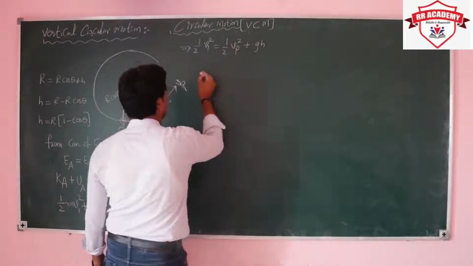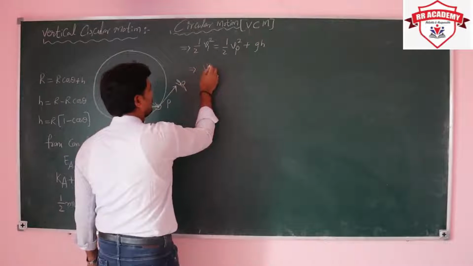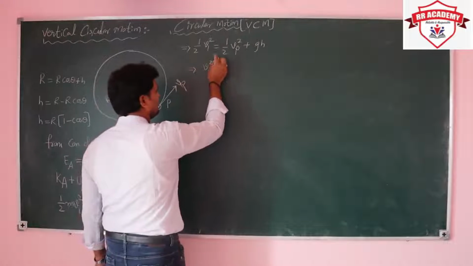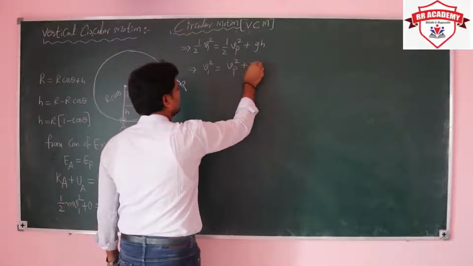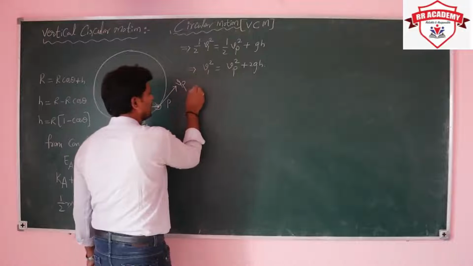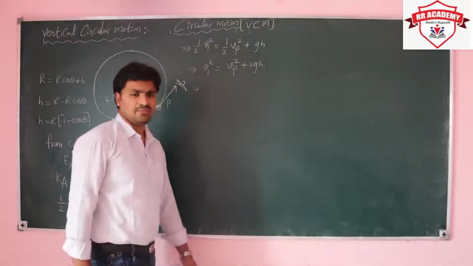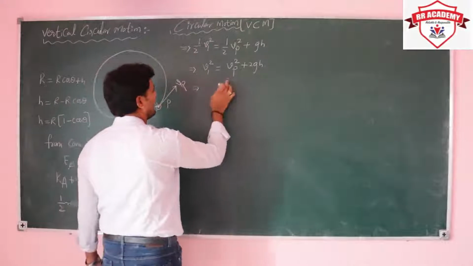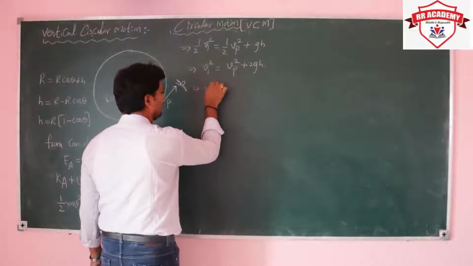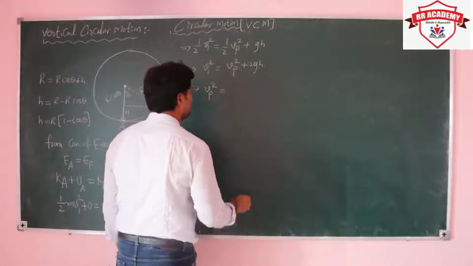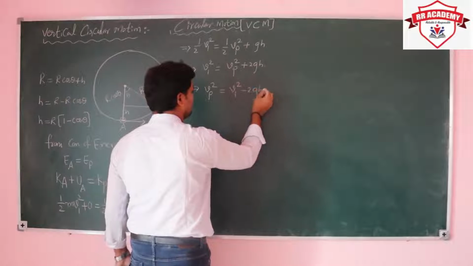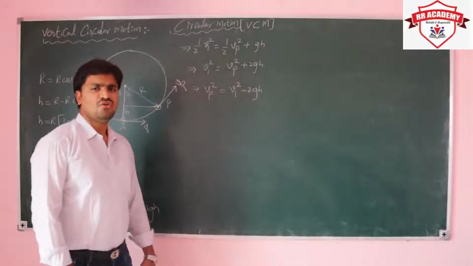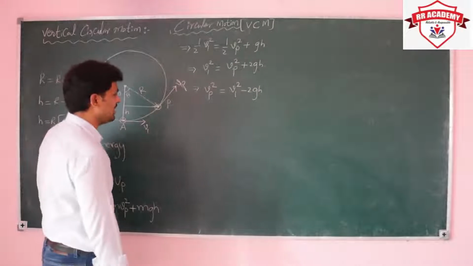You can take 2 as LCM. v1 square is equal to vp square plus 2gh. Our requirement is the velocity at point P. Then vp square is equal to v1 square minus 2gh.